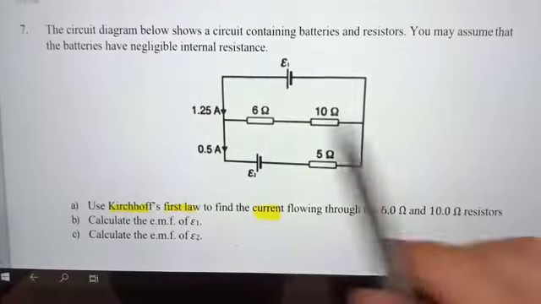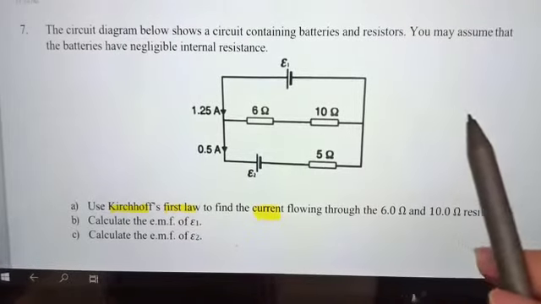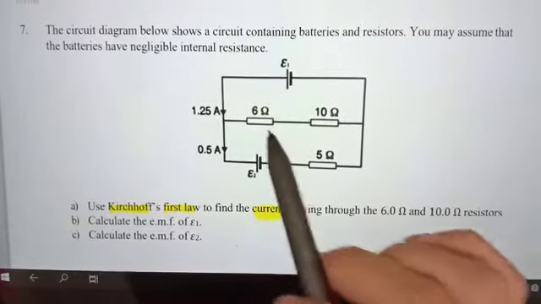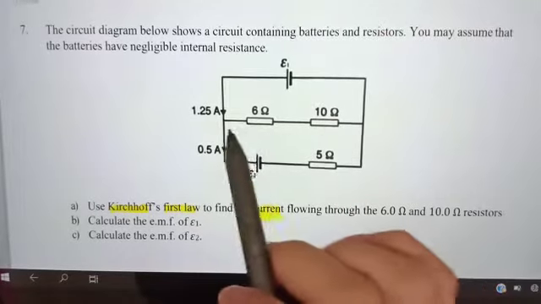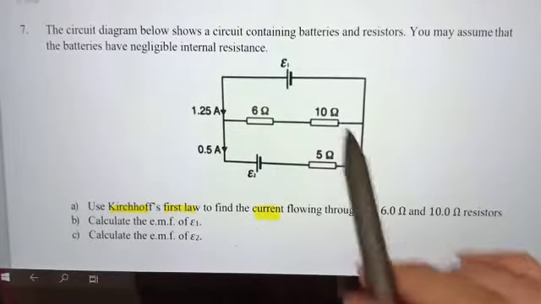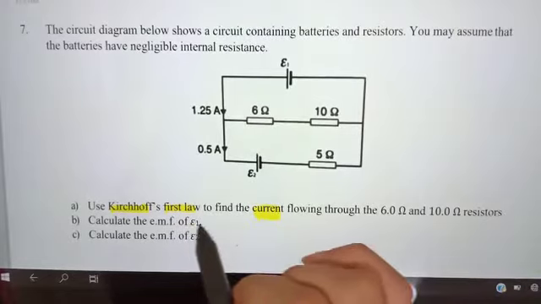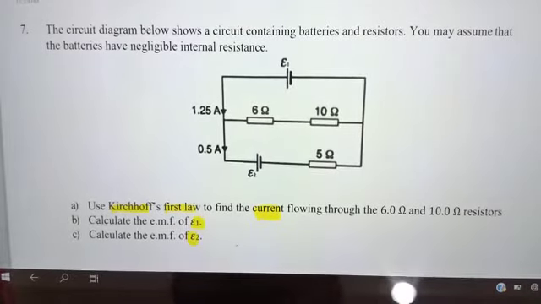Current passes through 6 ohm and 10 ohm. That means you want the I2, the current that passes through the middle branch. And then find E1 and E2. Find the EMF, E1 and E2. Okay? So that's the question.